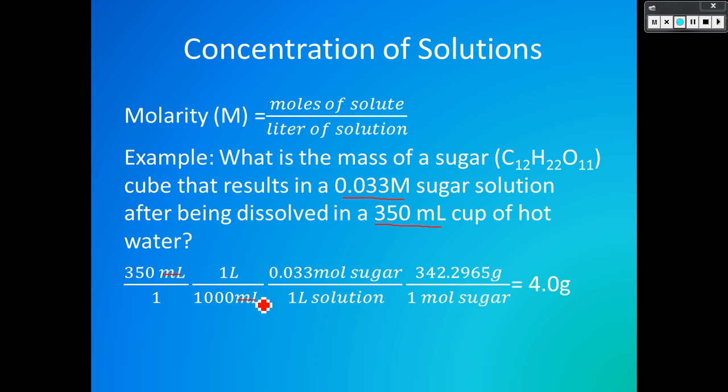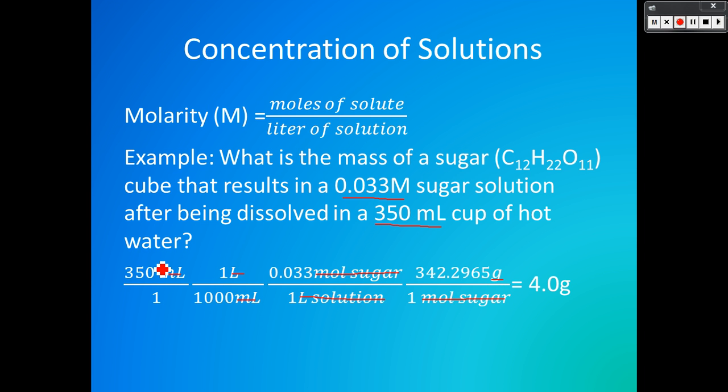So my mils cancel. Then I'm going to put in my molarity, 0.033 moles of sugar over 1 liter of solution. And you could have written 350 milliliters of solution and 1 liter of solution over 1,000 milliliters of solution. I didn't, just because that would have made the font really small. And so then I know that 1 mole of sugar, C12H22O11, that's sucrose, is 342.2965 grams. So for those of you who have been miscalculating molar mass, you might want to actually check that. So my moles of sugar cancel, and I'm left with my grams.